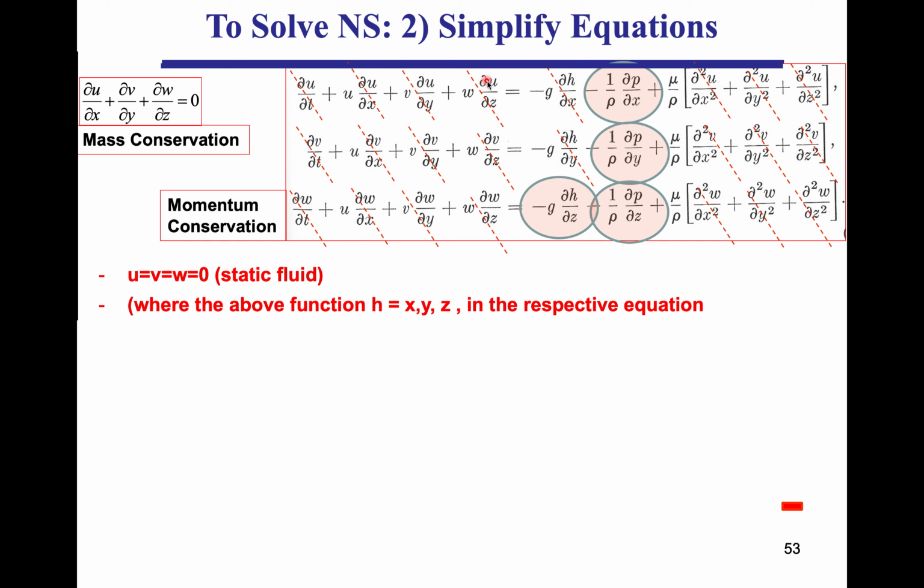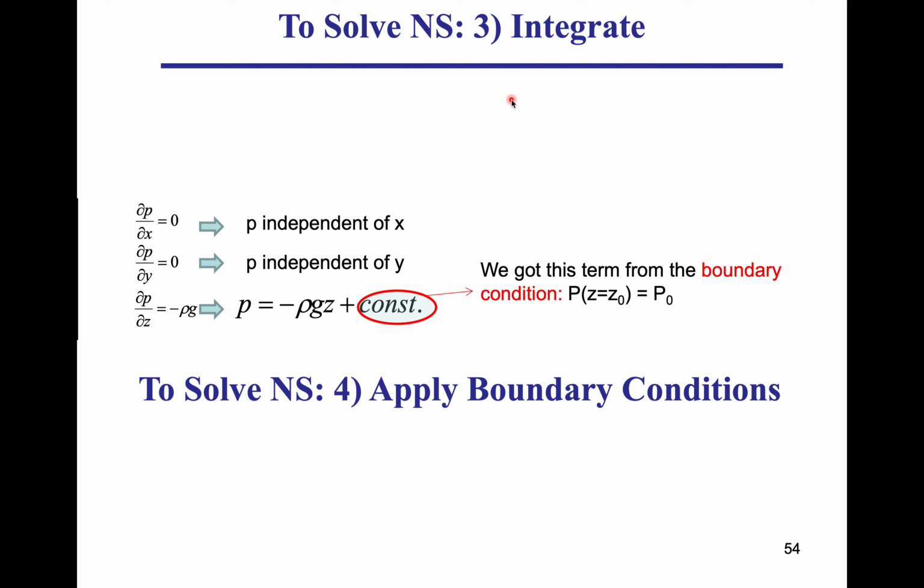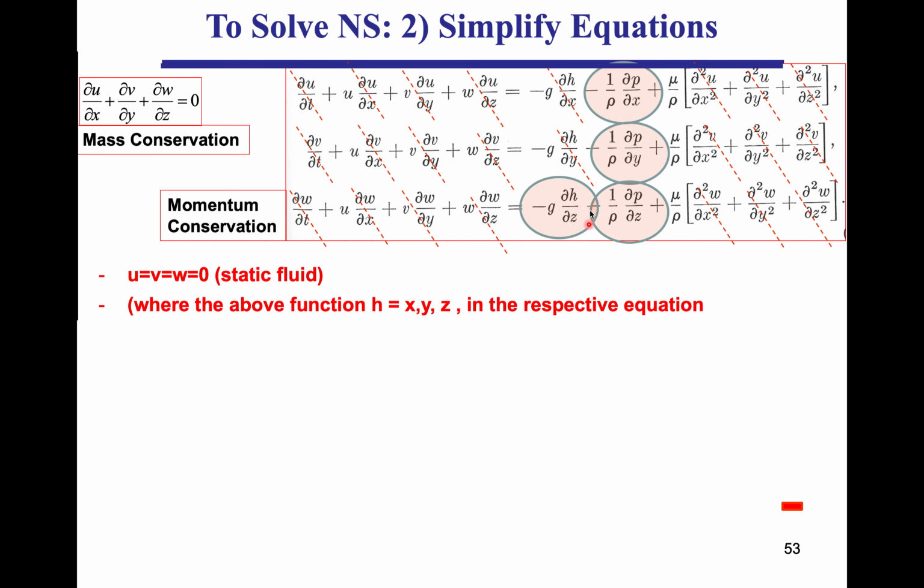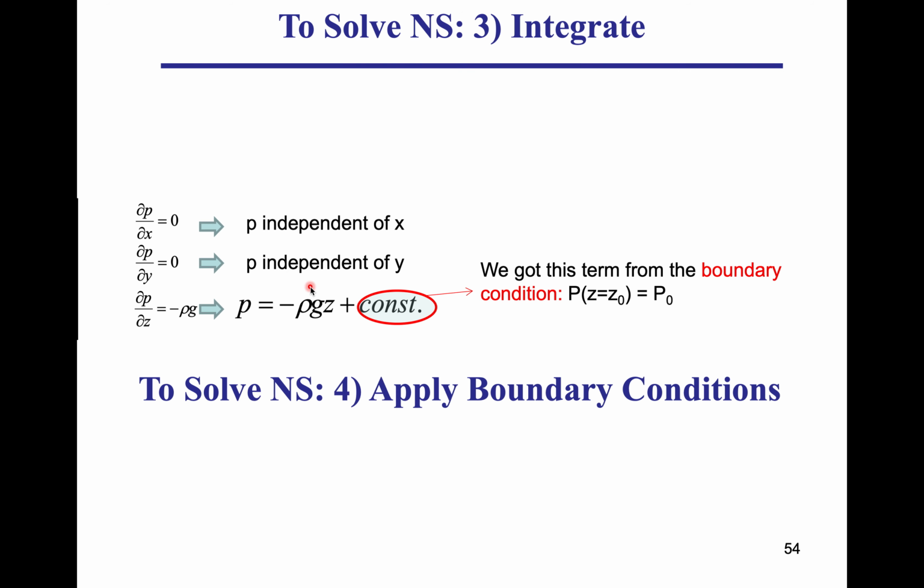So you'll see all these terms cancel out because you have a u, and all these terms cancel out because you have a u, as well as these terms because they have a velocity v. So that's all 0. So the x component of the Navier-Stokes equation, which is the top one, gives me dp/dx equals 0, and the y component gives me dp/dy equals 0, and the z component gives me dp/dz. So h is z here, equals minus rho g.